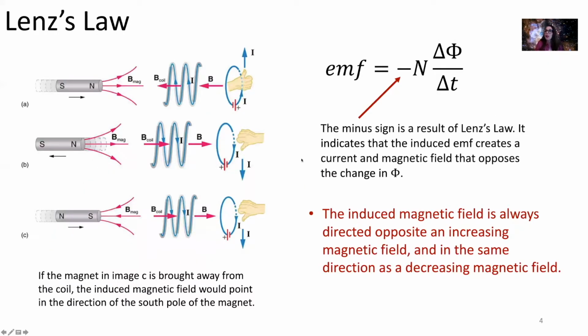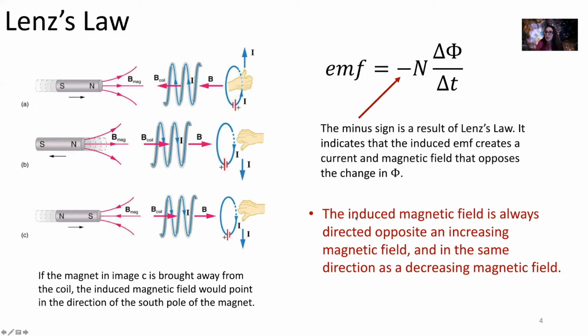Okay, so Lenz's law next. The minus sign here in Faraday's law is a result of something called Lenz's law. This indicates that the induced EMF creates a current and magnetic field that opposes the change in phi, opposite in direction, opposite in sign of the change in phi.